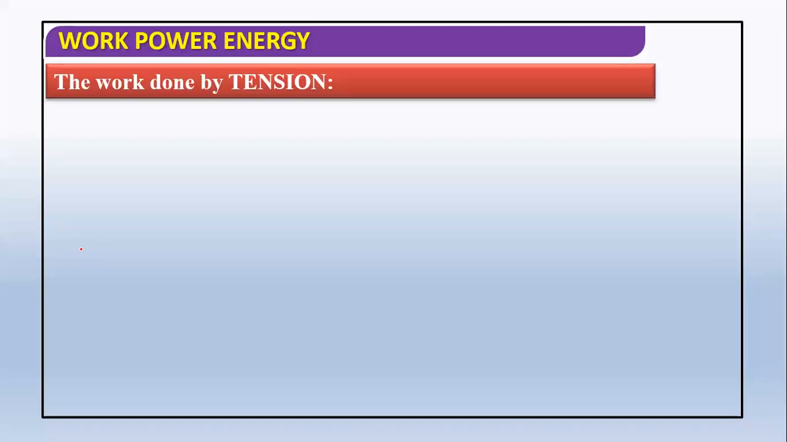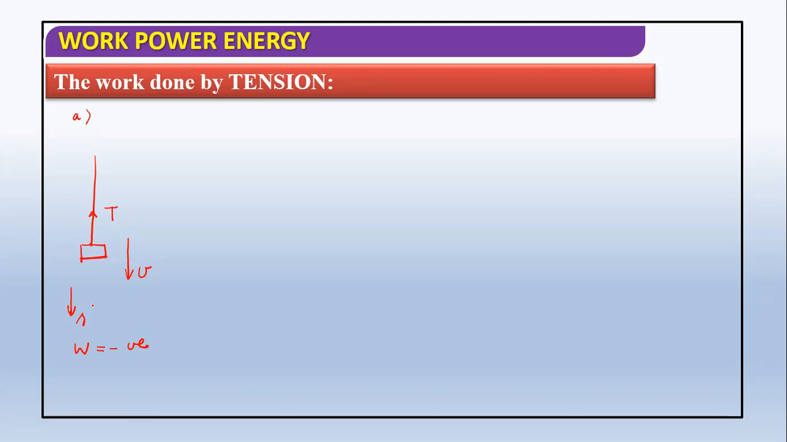Suppose we have an object hanged from a wire and the object is getting lowered. If it is getting lowered, it means the tension is up and displacement is down. So the work done will be negative. Tension is up, displacement is down. So this is case A. Tension up, the object is getting lowered, so work done is negative. Why? Because tension and displacement are opposite.